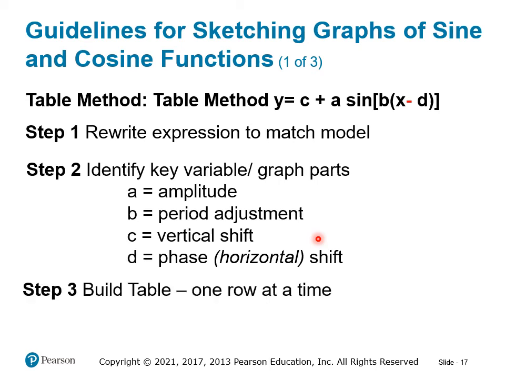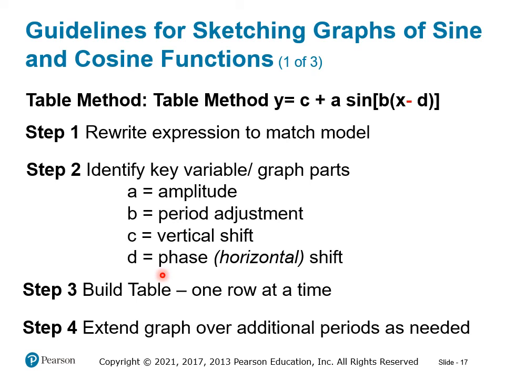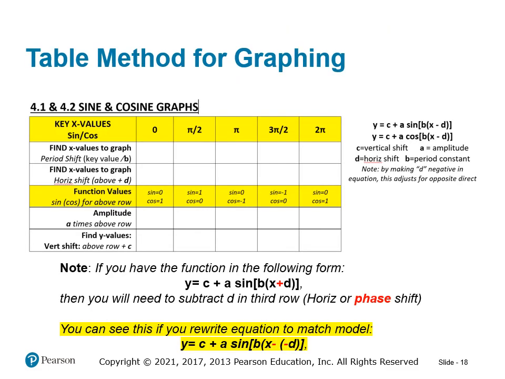Once you've identified those, you're going to build your table with the given first and fourth row, and then fill it in one row at a time depending upon the values of the graph variables. And then extend the graph over additional periods as needed. And we saw a couple different methods for doing that. So again, I just kind of want to remind you how this looks. This is that first slide we looked at for the table method.